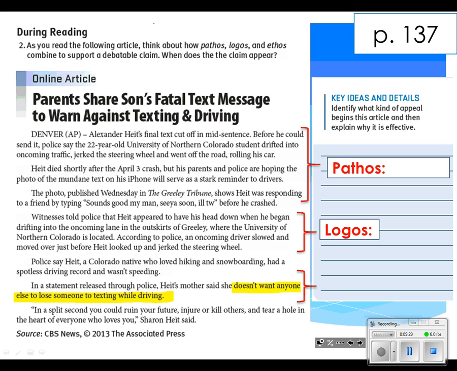Okay, discuss with your group. Is it one of the 3 appeals, or is it the claim? Go ahead.